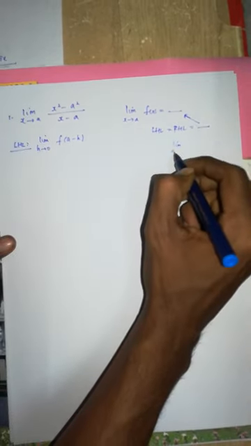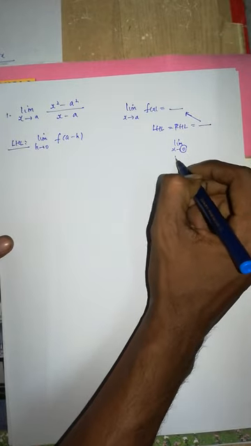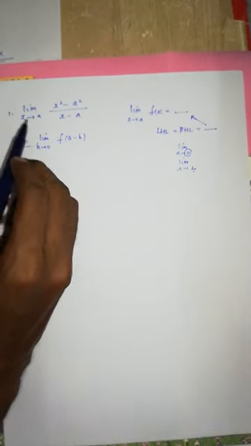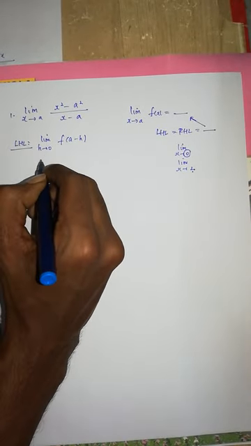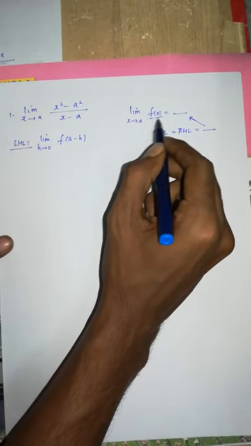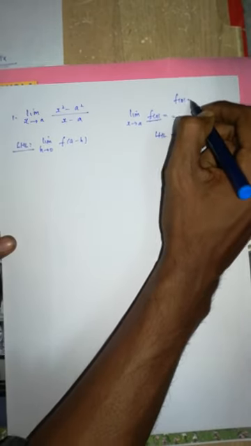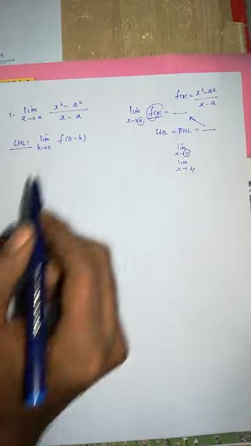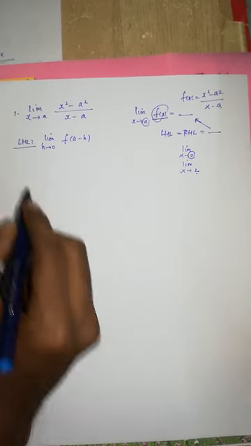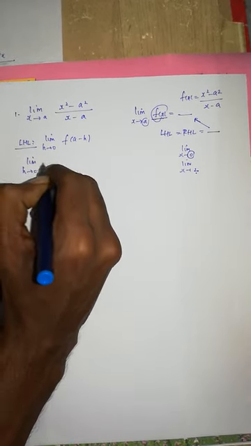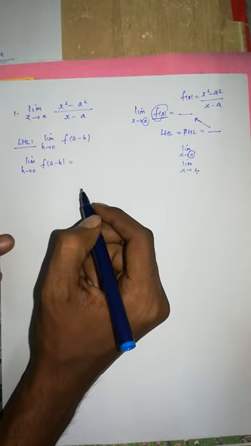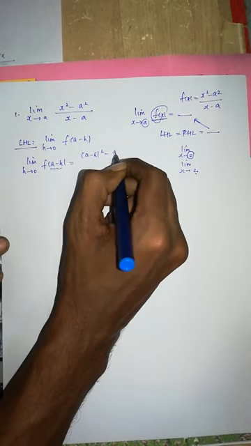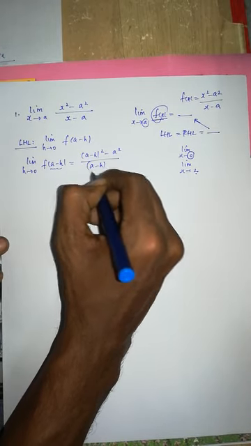Suppose if I have limit x tends to 0, then a will be 0. Suppose if I have limit x tends to 2, a will be 2 here, right? But here a is a, so f of a minus h. Here f of x is x square minus a square by x minus a. So we should find limit h tends to 0 f of a minus h. In place of x we need to substitute a minus h, so this will become a minus h whole square minus a square by a minus h minus a.